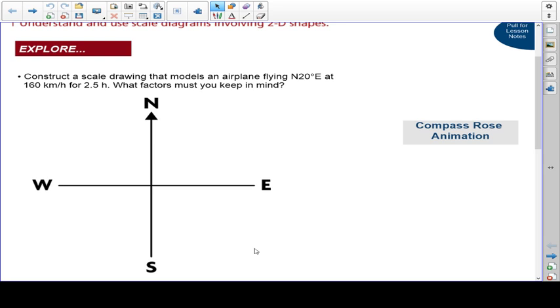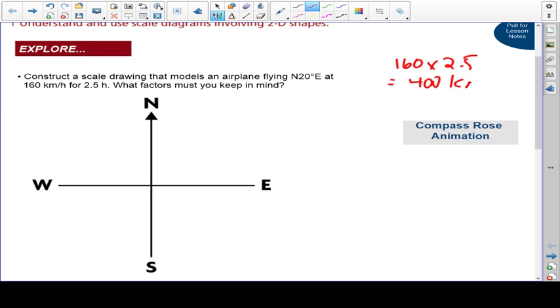So if the plane travels 160 kilometers an hour for 2.5 hours, we have to find out how far it travels in that time. To figure that out, all we have to do is multiply 160 by 2.5, and that's going to give us 400 kilometers. Okay, so that's fine. And then we have to pick a scale that works.